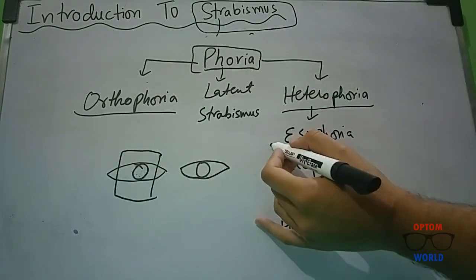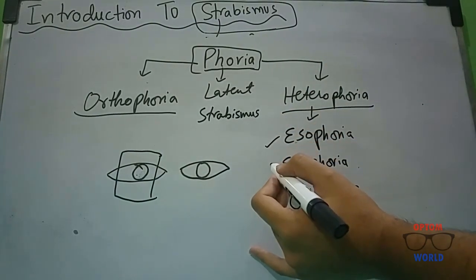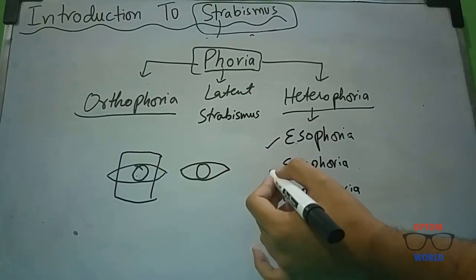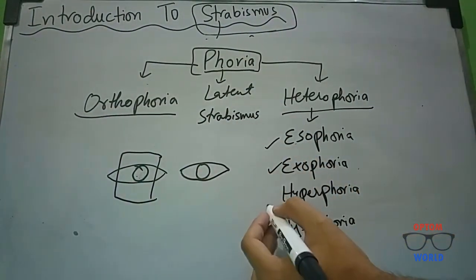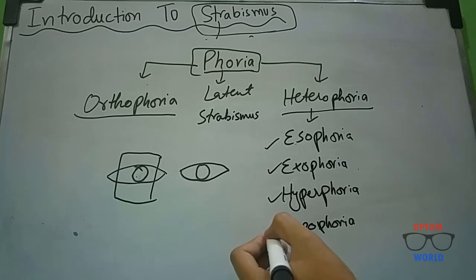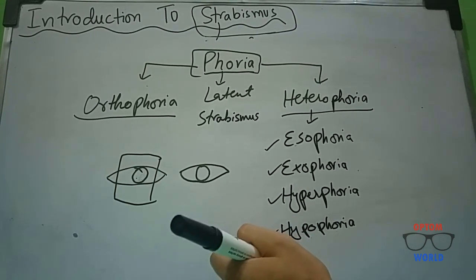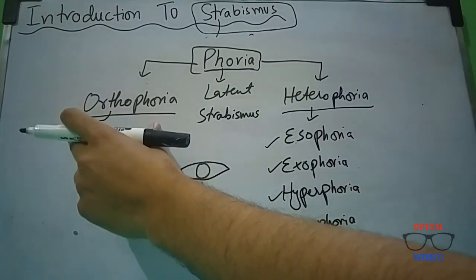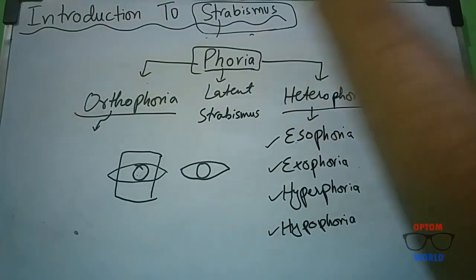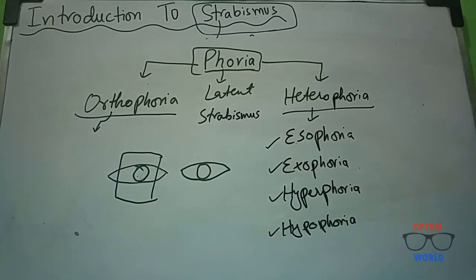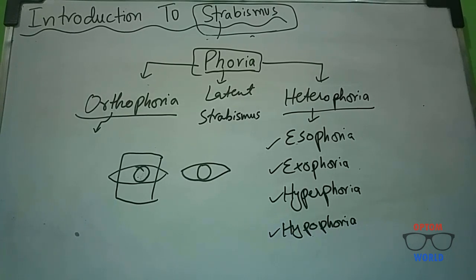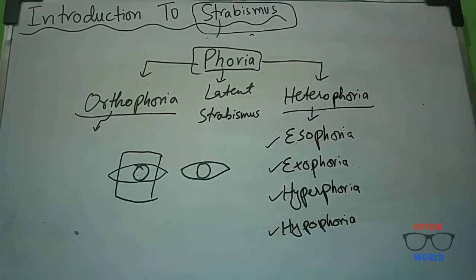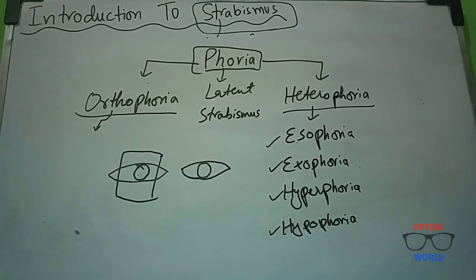Again, it is divided into four categories: esophoria, an inward imbalance; exophoria, an outward imbalance; hyperphoria, an upward imbalance; and hypophoria, a downward imbalance. Then there is another term known as orthophoria, which means that the eyes will remain straight when fusion is blocked. So this is a basic introduction to strabismus.